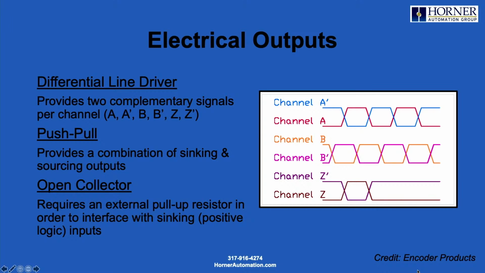Now, in the case of our Horner OCS products, we're definitely compatible with differential line driver, provided that the voltage level is compatible with 24 volts. Most of our products require 24 volt level signals for the encoders.